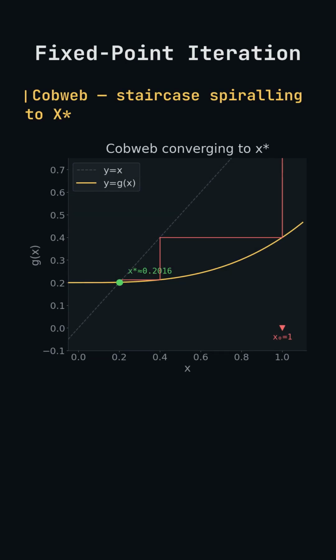From x0 equals 1, rise vertically to the curve g of x that gives 0.4, which is x1. Now move horizontally back to the y equals x line. Rise again to g of 0.4, which is 0.213, that is x2. Each V-shape is smaller than the last. The staircase spirals down toward x star at 0.2016, the fixed point where the two curves cross.